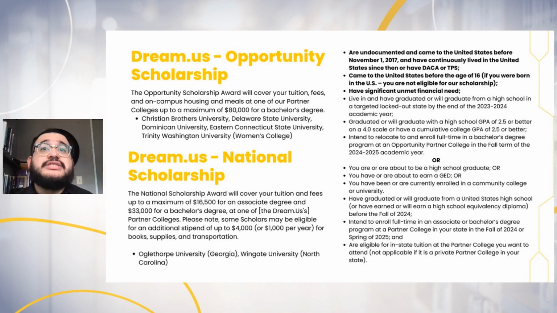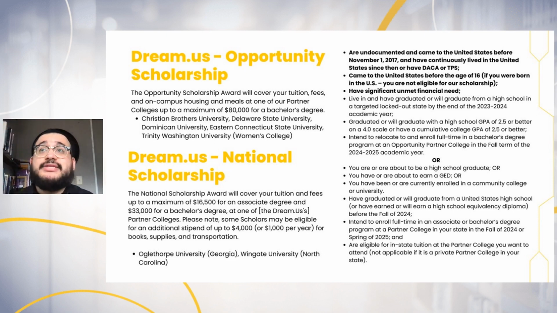The National Scholarship, on the other end, tends to be for partner colleges in the state that you reside in. So, for example, here in Georgia, they would cover upwards of $16,000 for an associate's degree or $33,000 for a bachelor's degree. And here in Georgia, it's Oglethorpe University that you would be attending and that you would need to make sure you apply to. And in North Carolina, which is our other example state, it would be Wingate University.